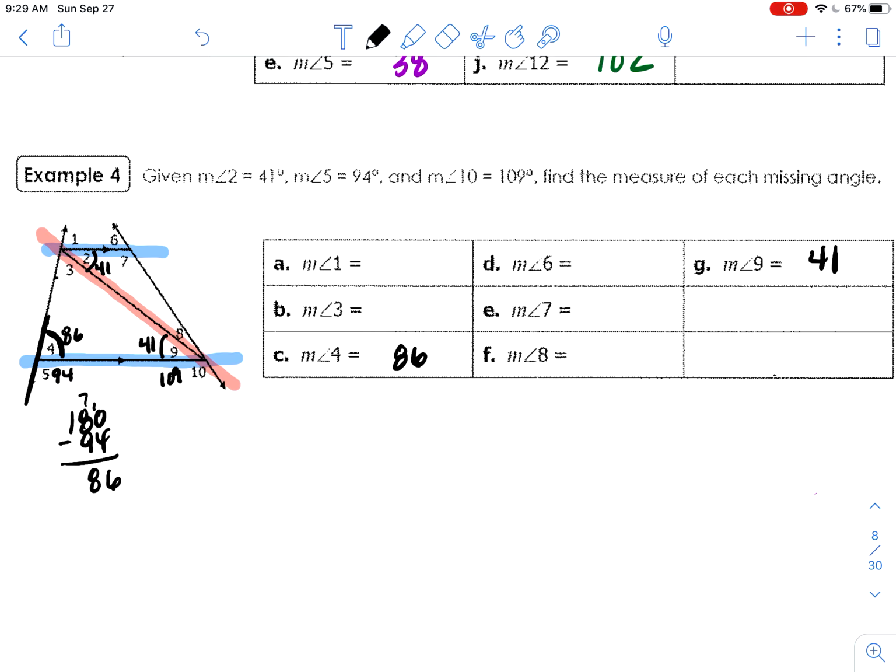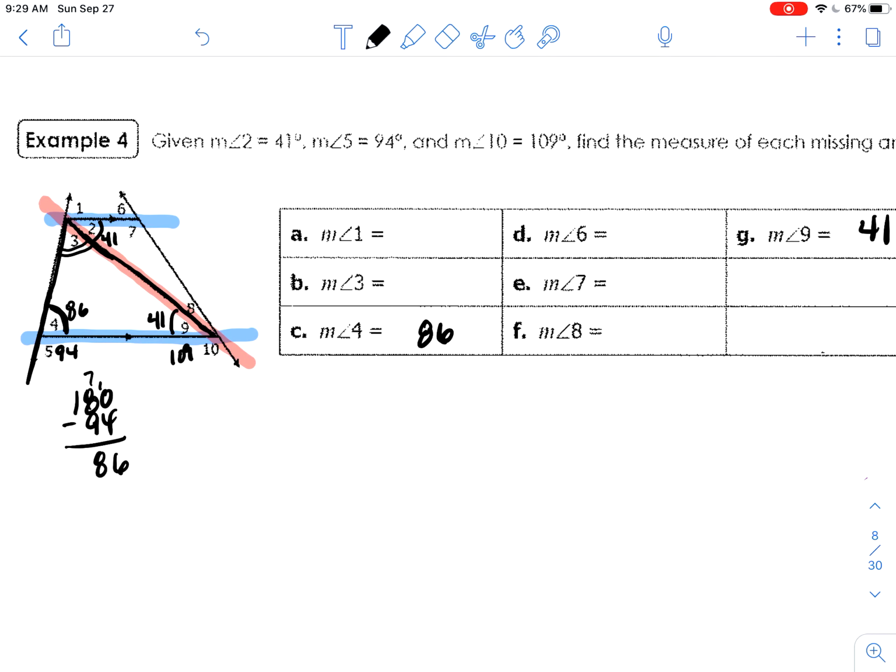All right, I can find the measure of angle 3, not by using any of our angle pairs, but just the fact that in a triangle, if I were to highlight this triangle right here, the 3 angles add to 180. So 86 and 41 make, let's see, 127. And 180 minus 127, a little bit of arithmetic. So let's see, how about 53? So the measure of angle 3 is 53.